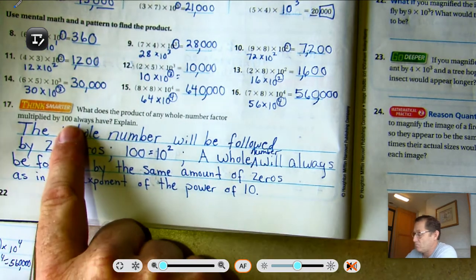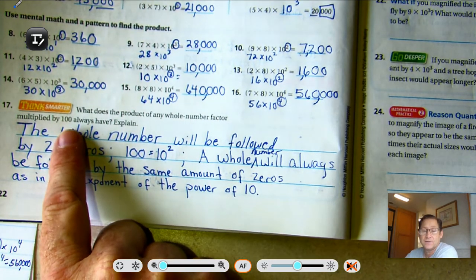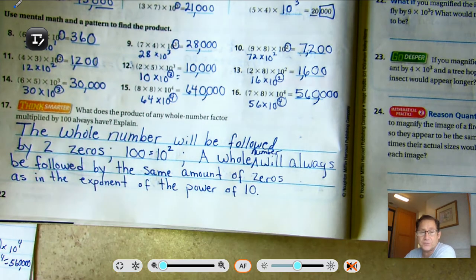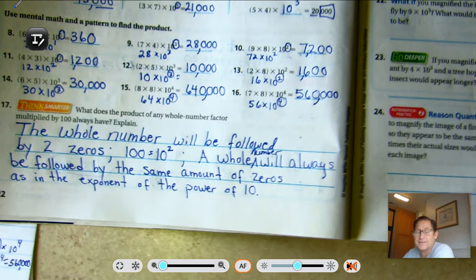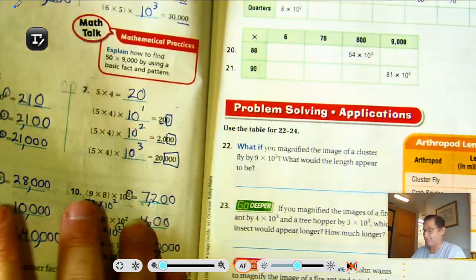So if we had said, what do we know about the product of any whole number multiplied by 1,000? We would say it has to have 3 zeros in it. If it was times 10,000, we'd say it'd have to have 4 zeros at the end. Okay. All right. 18.